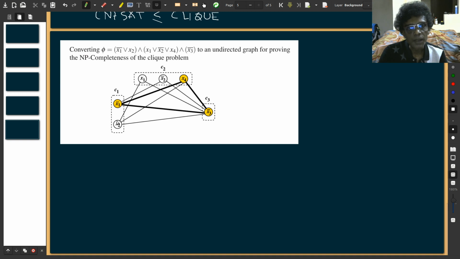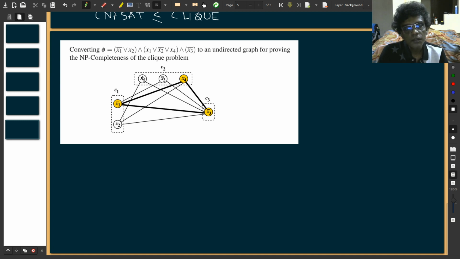Do not connect them. Okay, likewise the second one is x1 x2 complement x4. Take three vertices labeled by this x1 x2 complement x4. Do not connect them. No interconnection inside a clause gadget. And here x3, no question of connection because there is only one vertex.